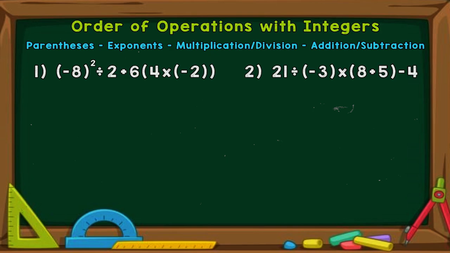In this video, I'm going to cover the order of operations with integers, and we're going to be working with both positive and negative integers. We have two examples that we're going to go through together in order to get this down.